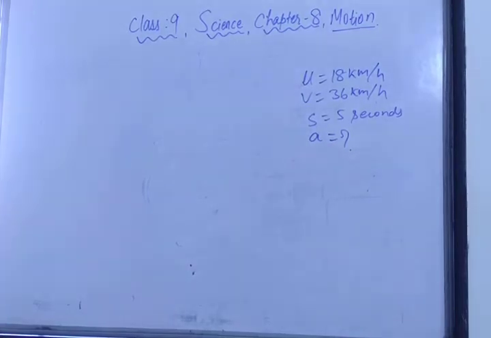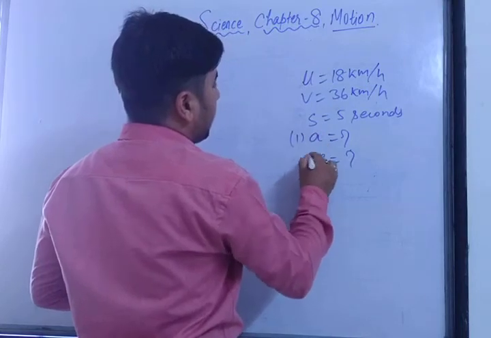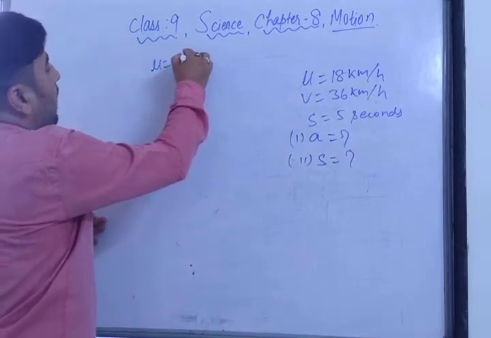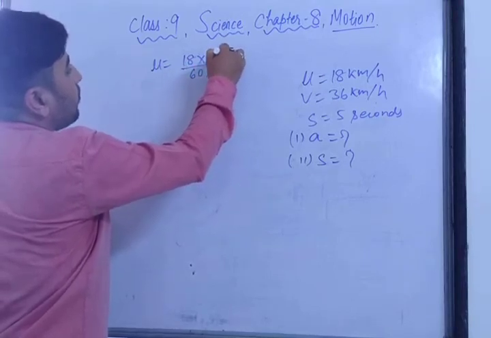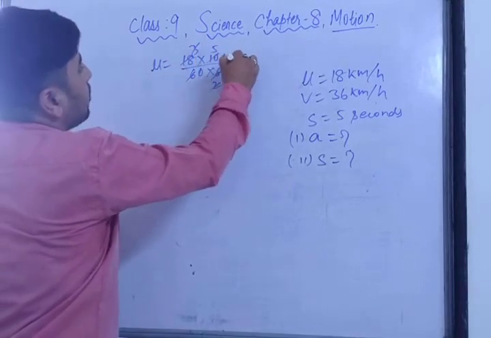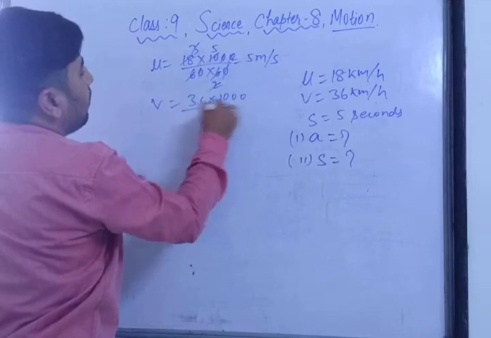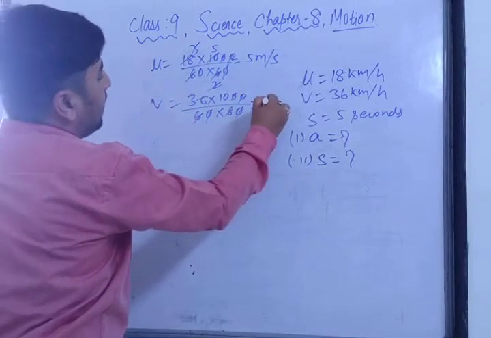So s is equal to ut plus half at square. First of all, what will you do? We have to convert the speeds into meters per second. This is your first question, and this is your second question. Can you tell me what will be the value of u? u is 18 km per hour, meaning 18 into 1000 upon 60 into 60. Zeros cancel. 6 3s are 18, 3 2s are 6, 2 5s are 10. So it is equal to 5 meters per second. v is equal to 36 into 1000 upon 60 into 60. Zeros cancel. 6 6s are 36. So it will be 10 meters per second.